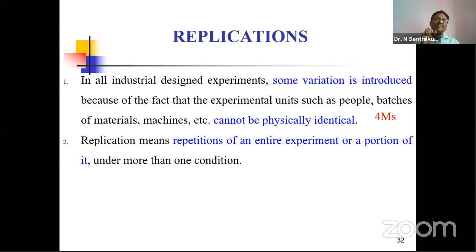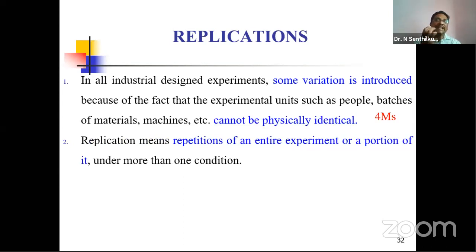So what is the portion of that experiment? Any one experimental trial or run, I'm going to replicate. In response surface methodology, if I'm going to use central composite design, the CCD design, we have some repetition of experiments. For three factors varied through three levels, you will end up with 20 experimental runs. Among that, six runs will be repeated. The same experiment will be repeated six times.